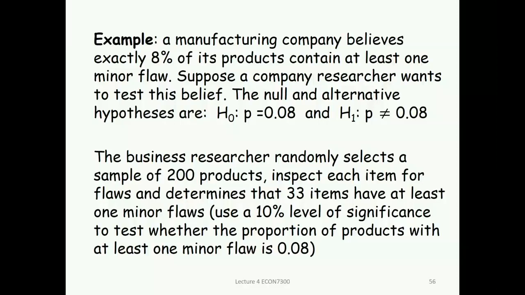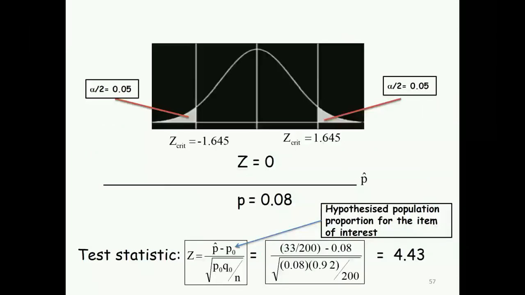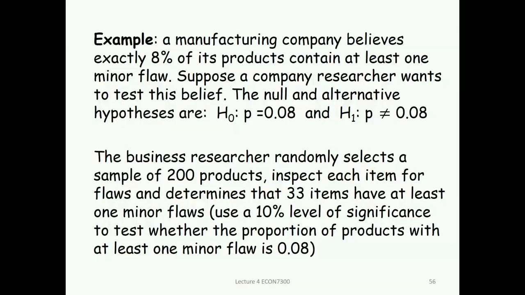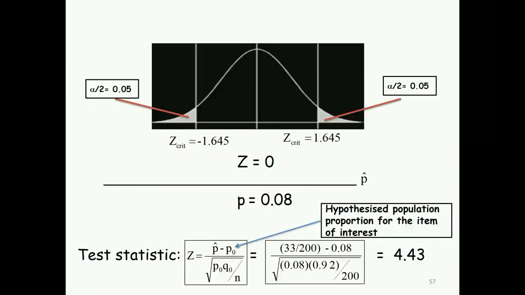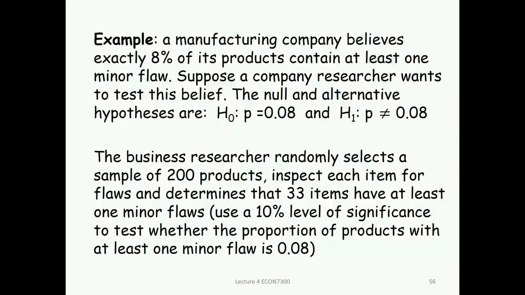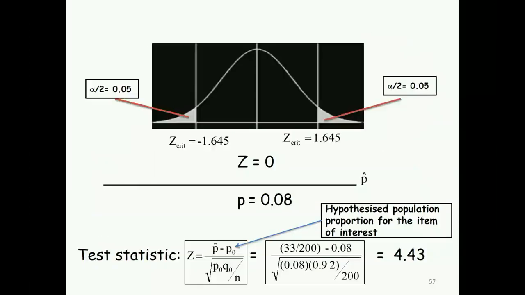This is the population proportion. P hat is the sample proportion. So it is 10%, 5% to the right, 5% to the left. 1.645, minus 1.645. This is the population proportion, in terms of p hat scale and in terms of Z scale. So this is the hypothesized value, which is 0.08. This is what we find from our sample, 33 out of 200.